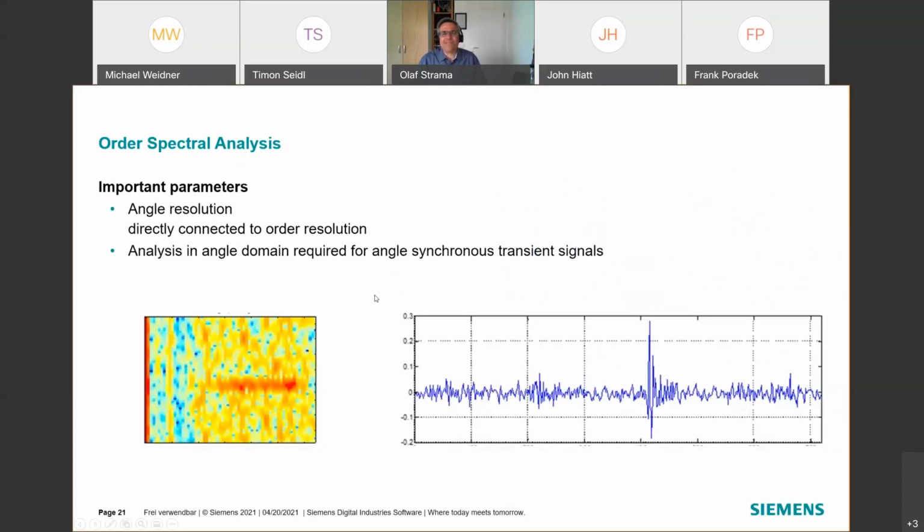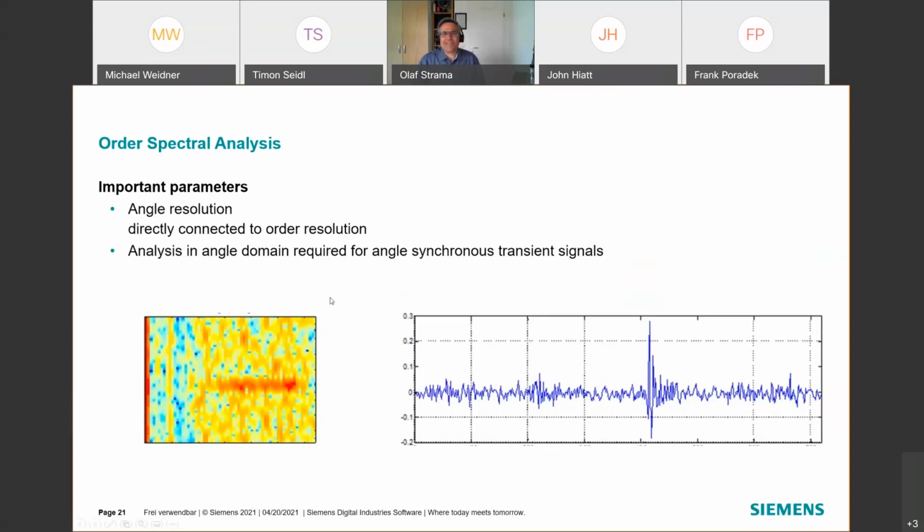And if you look at the angle resolution, of course, if you have a high order resolution, then also the angle resolution goes down. And therefore, if we look for something that happens in a transient way only at special orders, it does not make sense to go into order domain. Then we have to go into angle domain. And therefore, analysis in angle domain is one important analysis method that we use in our applications.